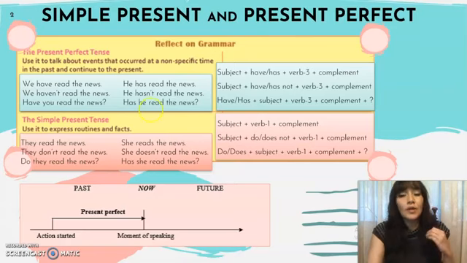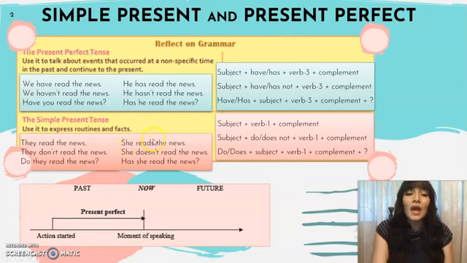Okay, the first change is that we are working with the third person singular, which are she, he, and it. And when we are working with these personal pronouns, we have to add an S to the verb. She reads the newspaper. She doesn't read the newspaper. What happened here? We have the auxiliary verb, so we have to omit that S. We don't have to write the S anymore. So, she doesn't read, without S, the news.